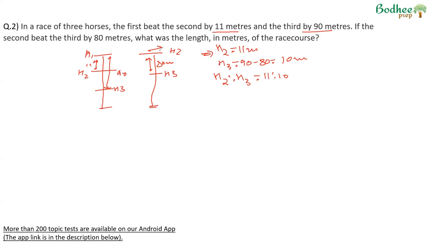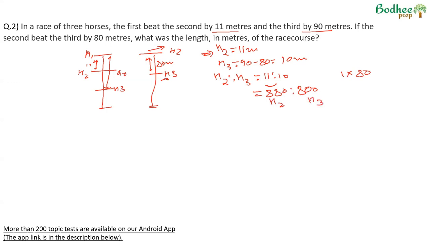Now, when H2 finishes the race, H3 is 80 meters behind H2. Here, the difference is 1. If we want to make the difference as 80, let us multiply everything by 80. So multiply 80 to this ratio, 880 is to 800. So when H2 runs 880, H3 will run 800.